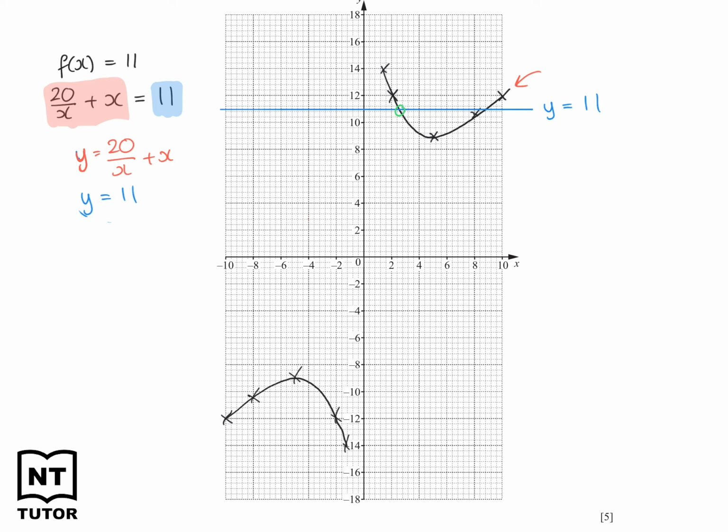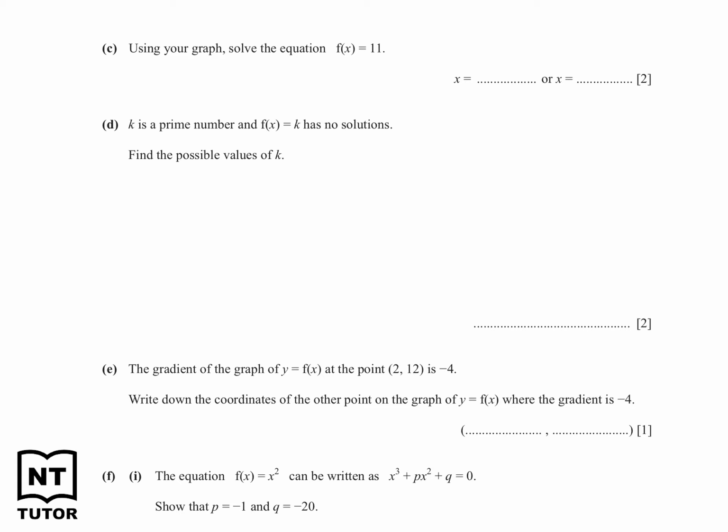So that's here and here. So one of the solutions is here and the other one is here. This one approximately is around 2.6 and this one is approximately 8.8. So these are our two answers. So for C, we have x equals 2.6 and x equals 8.8.